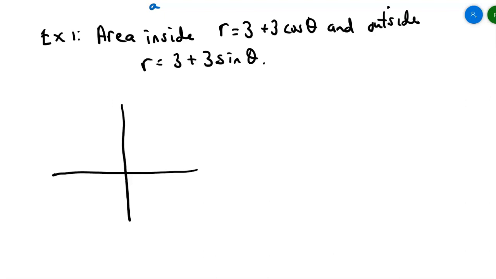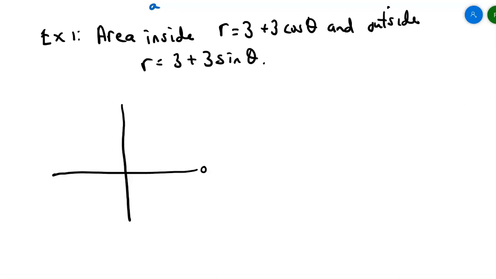If I remove those 3's, I get r equals 3 cosine theta, r equals 3 sine theta. Those are both circles. How do they behave? Well, they're not technically circles. They're really cardioids, but still, they behave in similar ways. So let's see. Cosine of 0 is going to be 1. So 3 times 1 is 3, plus 3 is 6.